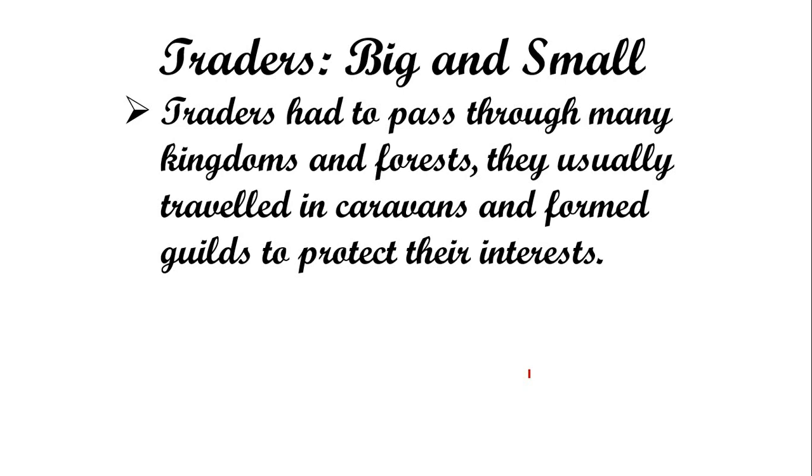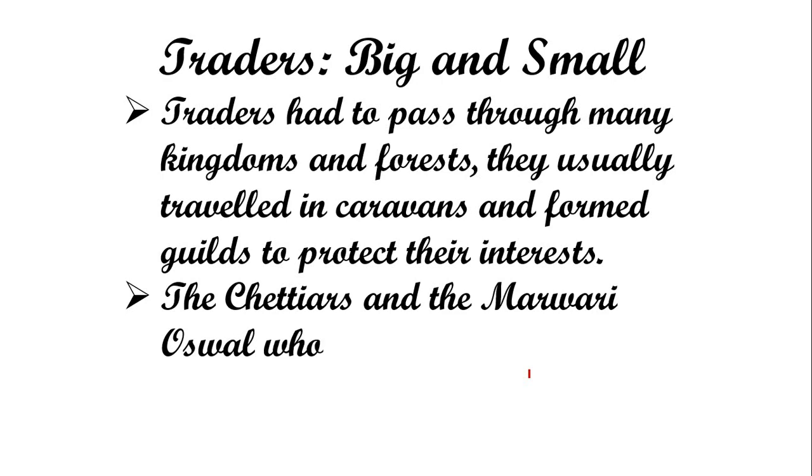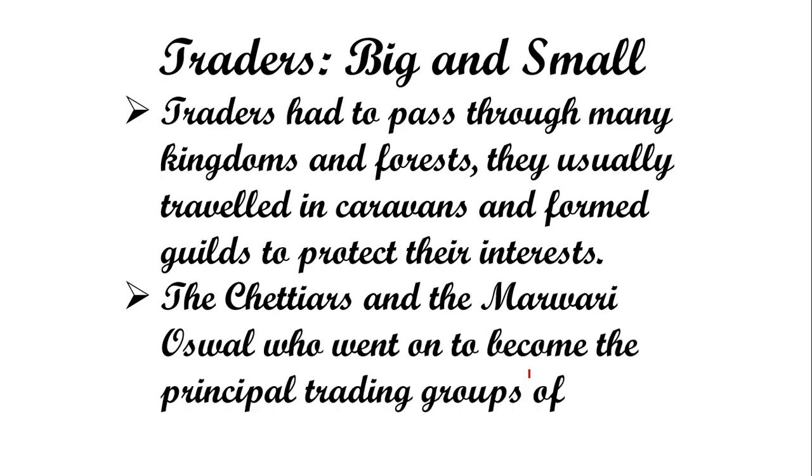So for safety purposes, they started to make groups, and these groups were known as guilds. Karwa means group, that is, they moved from one place to another in groups or guilds, okay. The Chettiyars and the Marwari Oswals went on to become the principal trading groups of the country. These were trading groups, so you must know about it, okay.